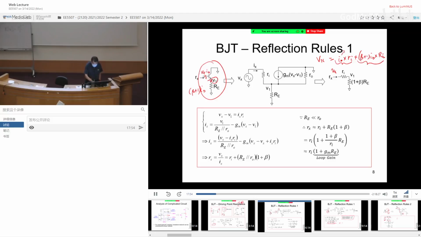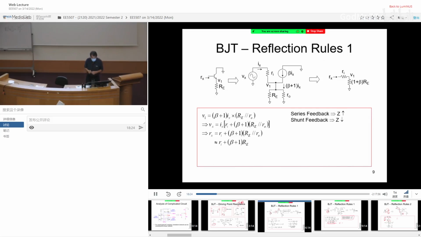But IB is basically Ix. So I can quickly derive Vx over Ix simply equals Ri plus (beta plus 1) Re. So I don't have to derive very detailed algebra. Just understand from Ohm's law, I can easily derive the result, which is similar to this one over here. Okay? So this is exactly what I'm doing over here.